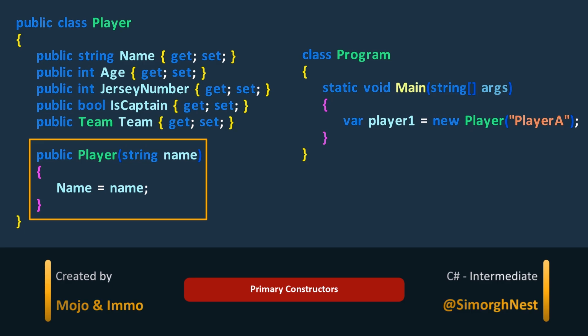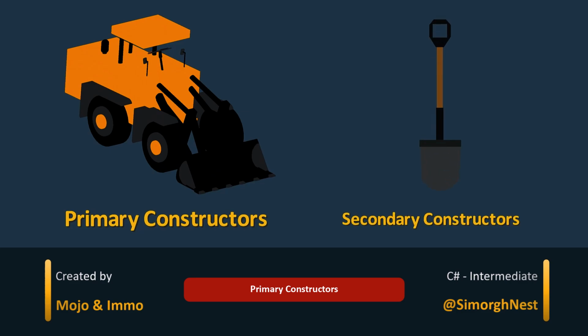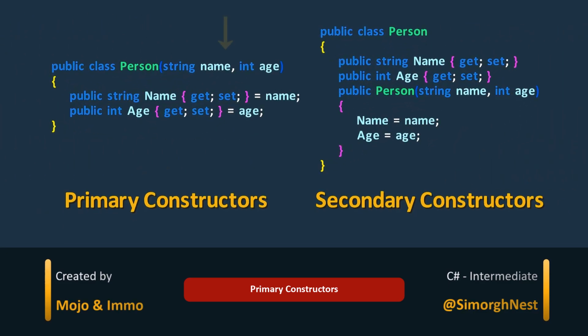As we said, constructors help get objects ready when they are made. They set up the class and prepare it to go. There are two types of constructors in C#: primary constructors and secondary constructors. Primary constructors are a new feature in C# 12, making it easier to create constructors. In this lecture, we'll talk about primary constructors and we'll see how they can simplify things compared to the other type.